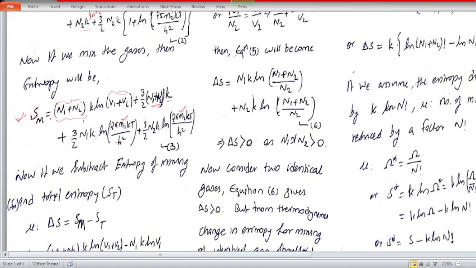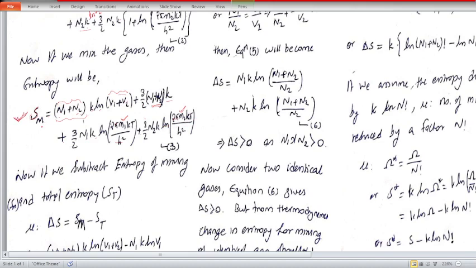Then after mixing, the entropy will be n1 plus n2, the total number of particles, times k ln of the total volume v1 plus v2, plus 3 by 2 n1 plus n2 k, instead of 3 by 2 nk, in such a way that n equals n1 plus n2. Then plus 3 by 2 n1 k log 2 pi m1 kT by h square, plus 3 by 2 n2 k log 2 pi m2 kT by h square. So that is the expression after mixing.